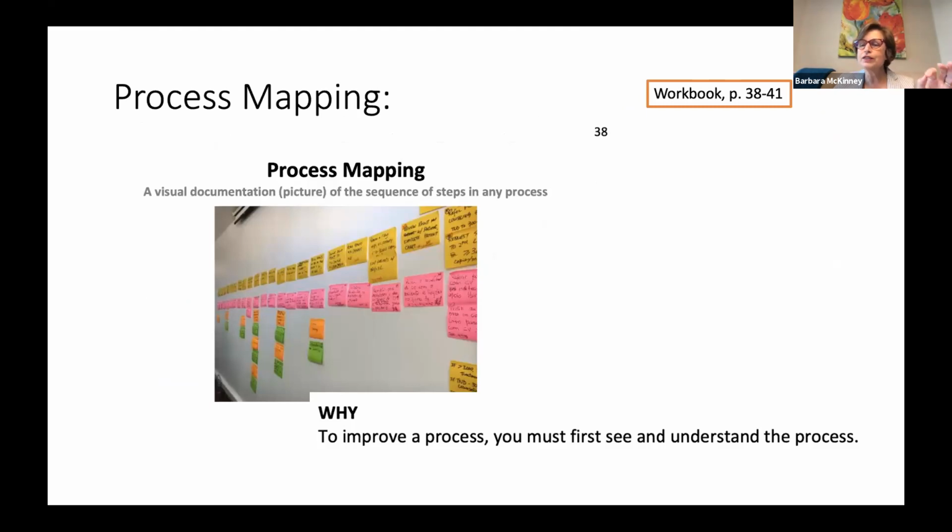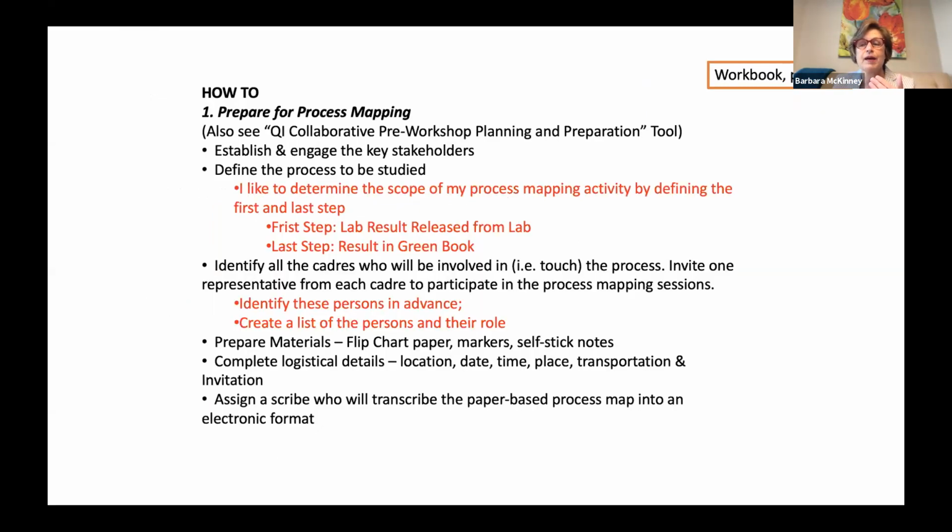A reminder about process mapping, your workbook is a great place to look there. It's a picture of the sequence of steps in any process. And why do we do it? To improve a process, because we need to see and understand the process. I heard several things in there today that could be potential bottlenecks, or potential places where inefficiencies happen or errors occur, or things fall through the cracks, things that could be missed. So that is why we do this process map.